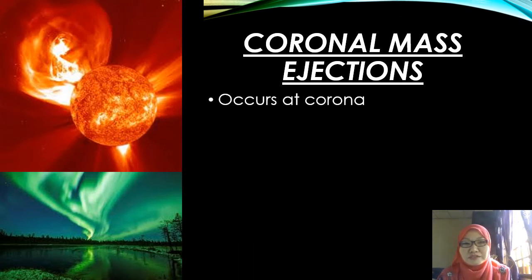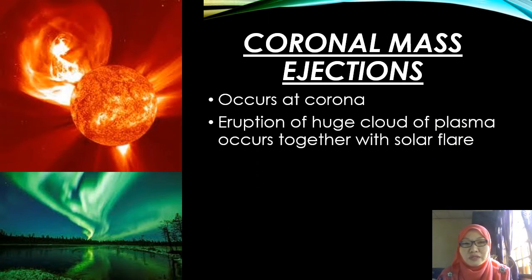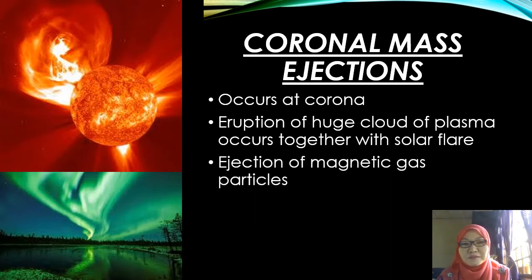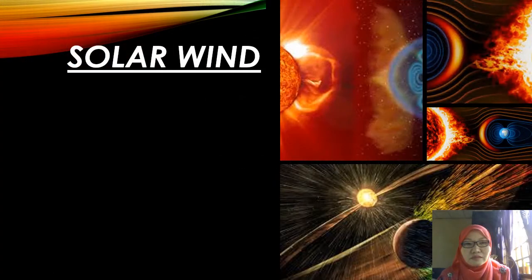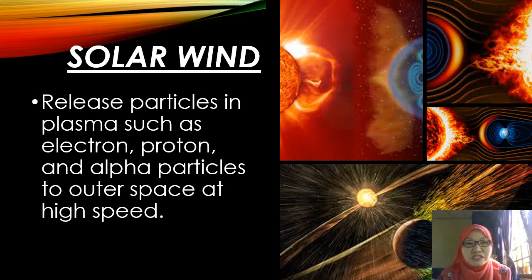Coronal mass ejections occur at the corona. A coronal mass ejection is an eruption of a huge cloud of plasma that occurs together with a solar flare. It is also an ejection of magnetic gas particles and produces aurora. Solar wind releases particles in plasma such as electrons, protons, and alpha particles into outer space at high speed.